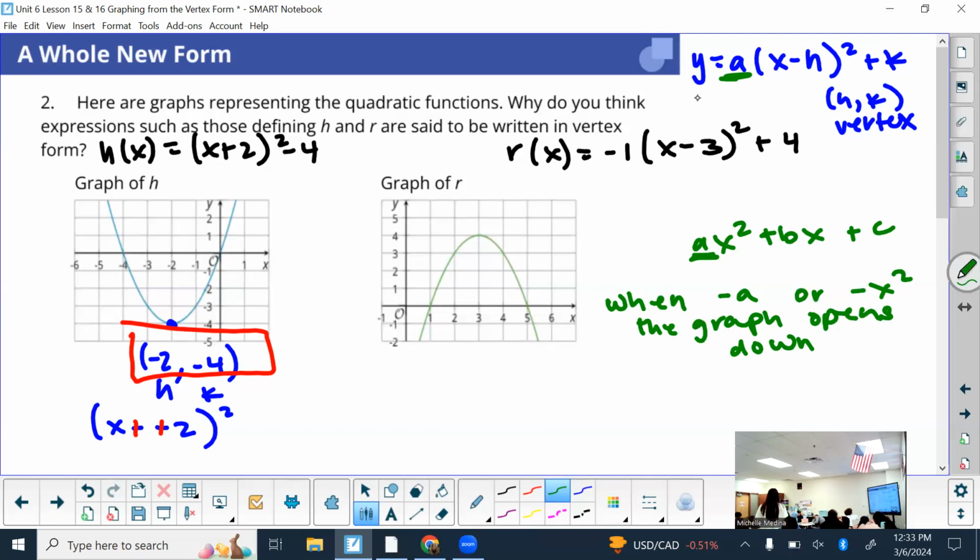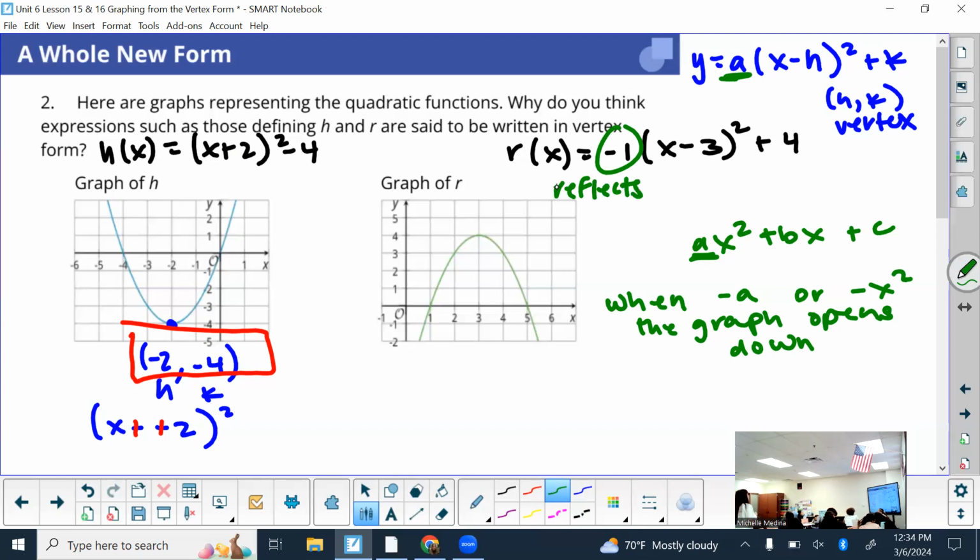There are other things that happen when we put the number for the A, but when A is a 1 or a -1, that doesn't change the shape. When it's negative, it'll reflect it. Any questions? That's where we see the -1. The -1 reflects the graph, flips it upside down.